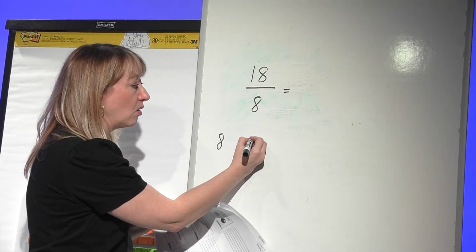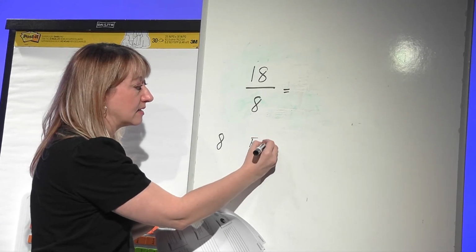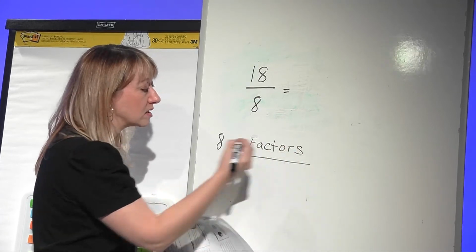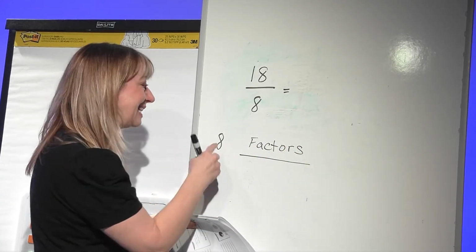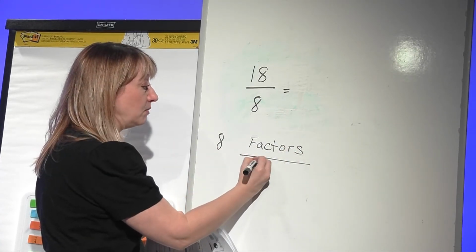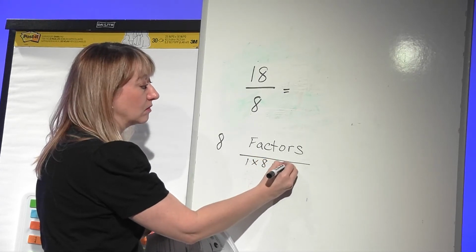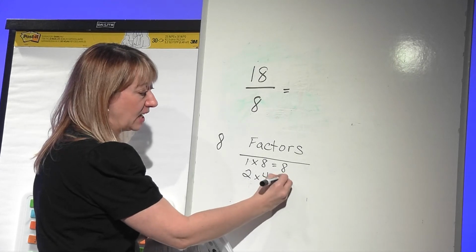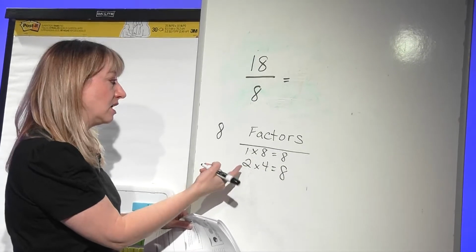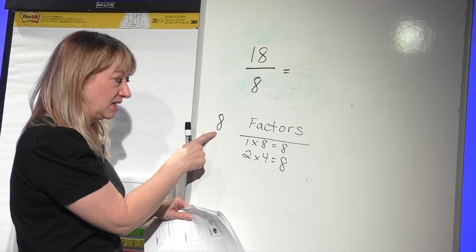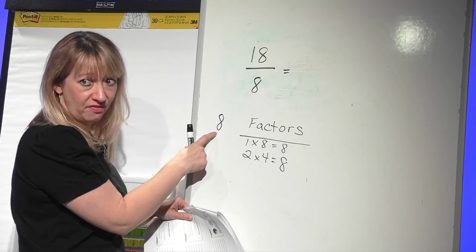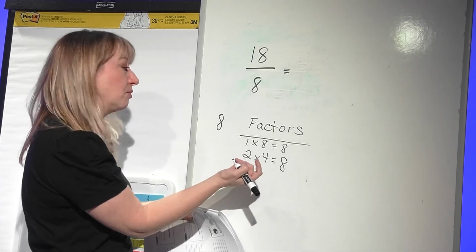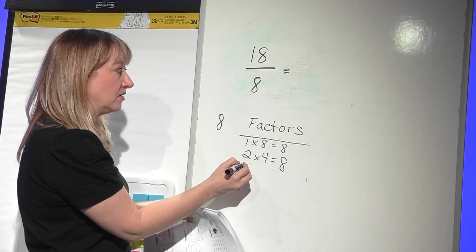So if I think about my factors of 8, factors means what numbers can I multiply to get to this? So I can do 1 times 8, that gives me 8. I can do 2 times 4, that gives me 8. These are my only factors of 8 because I can't divide 3 into 8, and I can't divide 5 into 8 and have it come to a whole number. So these are my factors of 8.